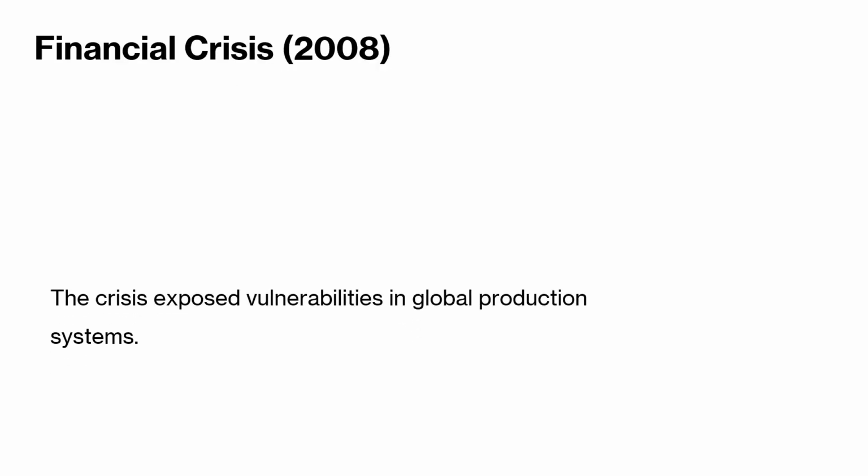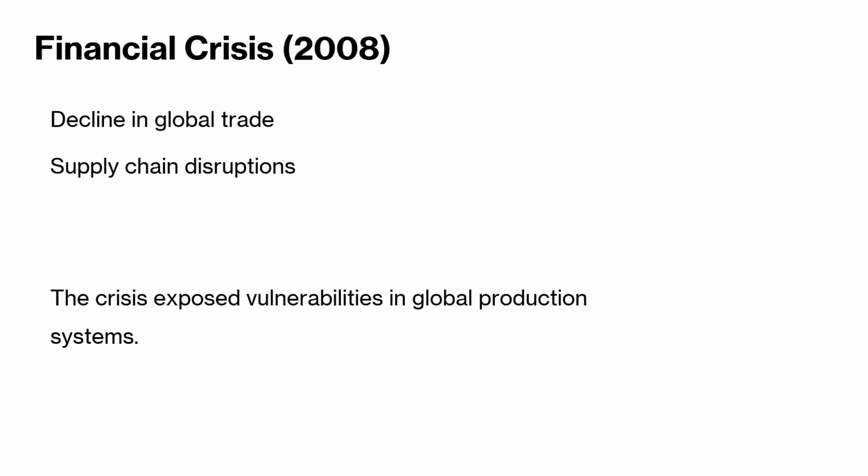The 2008 financial crisis exposed weaknesses in the global production system. A sharp decline in demand and financial instability led to disruption in global supply chains. This highlighted the risk of overdependence on highly interconnected global networks.